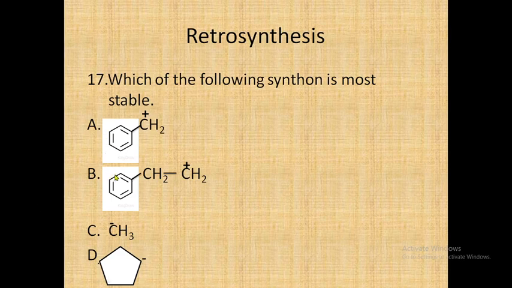Now which will be the stable synthon? If you see in B, that positive charge is not in conjugation with the phenyl ring, so the resonance effect will not occur. But in case of A, this positive charge is in conjugation with the phenyl ring, and therefore it is well stabilized by the +R effect of the phenyl ring. So this is the benzylic cation. It can form the tropylium ion also. So it has very good stability, and hence the answer will be A.